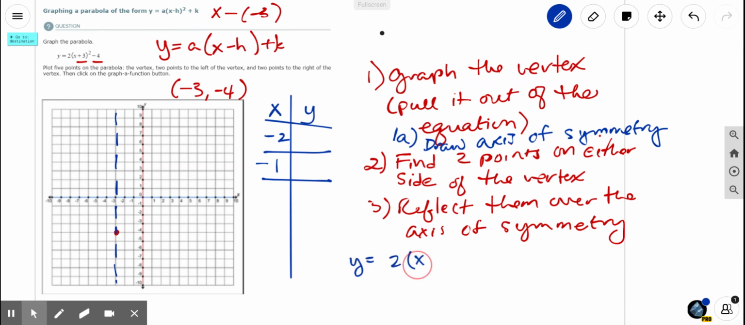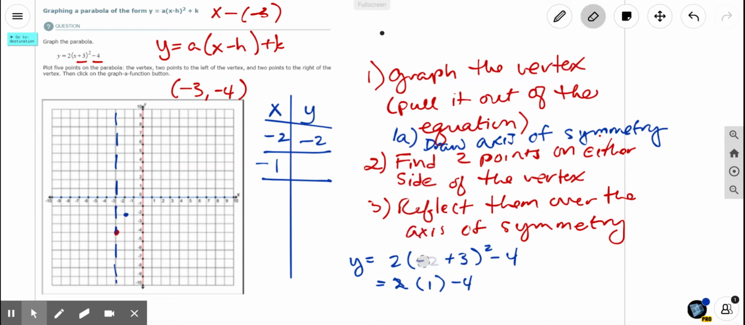Okay, so 2 times x, x is -2, so 2 times (-2 plus 3) squared minus 4. We plugged in -2, -2 plus 3 is 1, 1 squared is 1. So you get 2 times 1 minus 4, which is -2. So we're going to put -2, -2, right there.